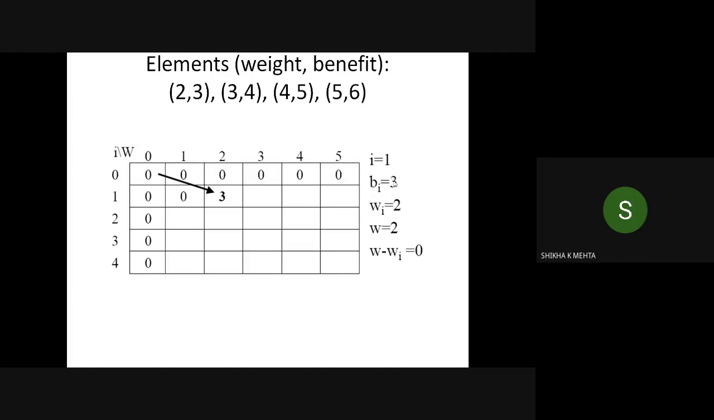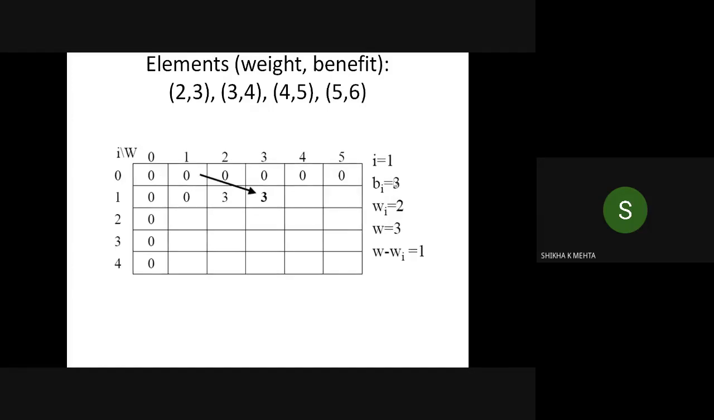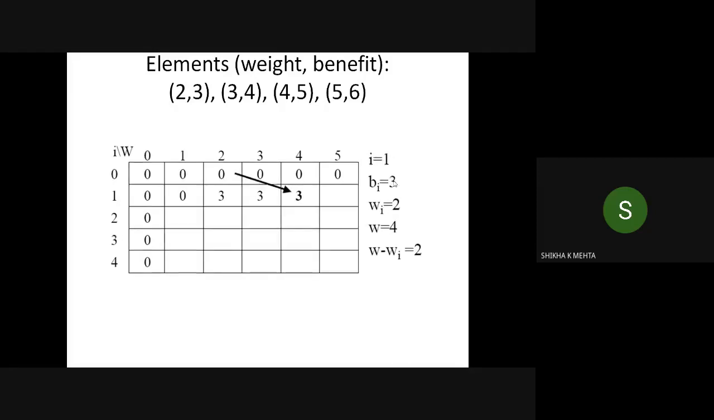Now if we move further, we are moving column wise, right? If we move to the next capacity, capacity 3, we don't have any other item over here. For 3, 4, 5, if these are the capacities of the knapsack, all these capacities are greater than 2, so they can accommodate this particular weight. So we can write them as it is.